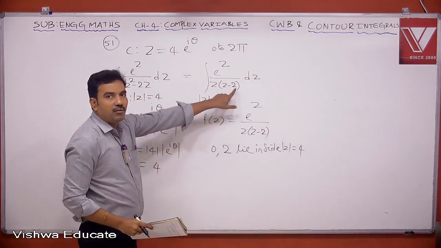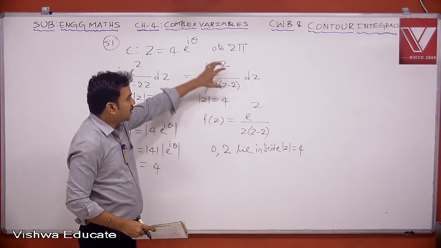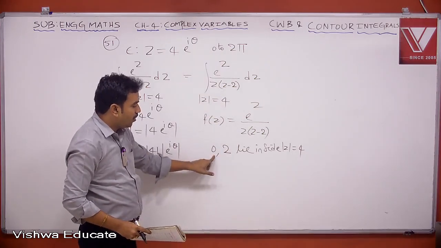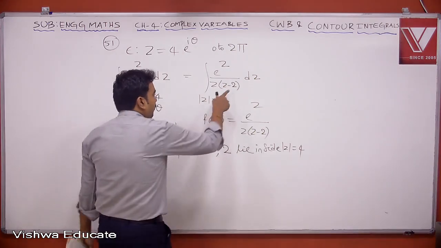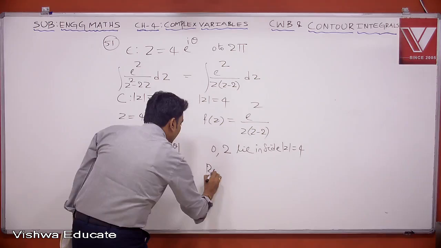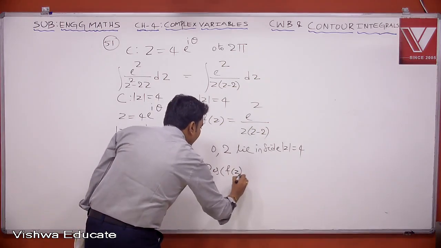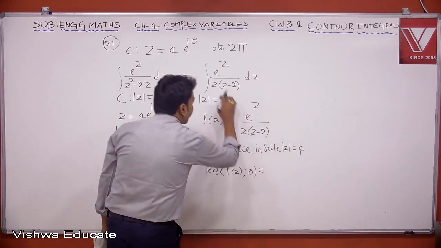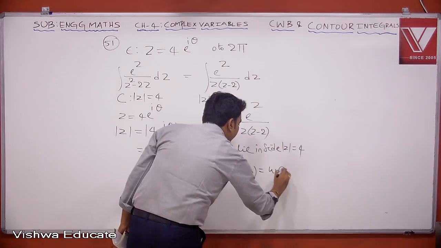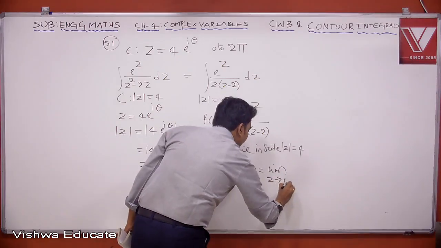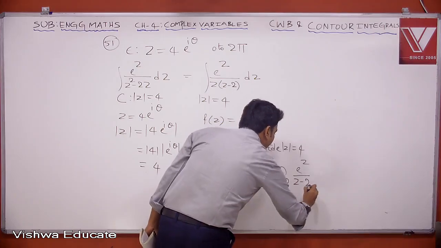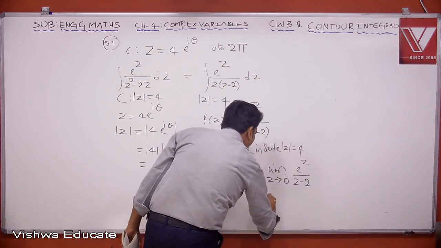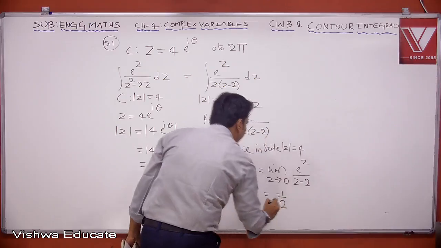Therefore, this will be equal to 2 pi i times the residue of this function at 0 plus the residue of this function at 2. Therefore, let us find the residue of f of z at 0. 0 is a simple pole. So, this will be equal to limit z tends to 0 of e power z divided by z minus 2. Replace z by 0, we get minus 1 by 2.